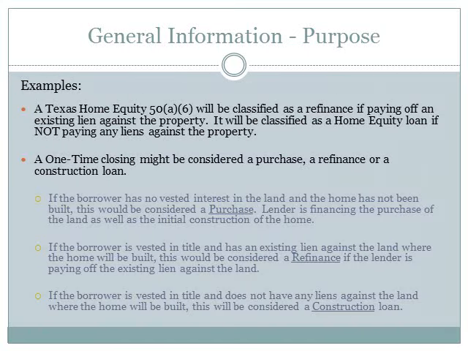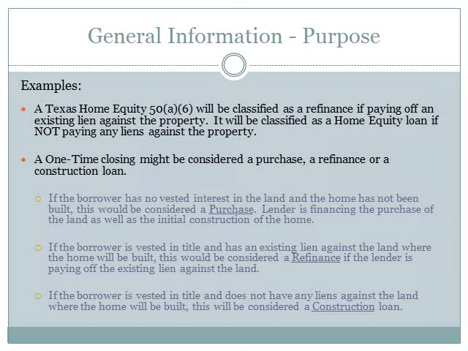Here I have a few examples of loan purpose. Let's start with a Texas Home Equity or a 50A6. A Texas Home Equity will be classified as a refinance for purpose type if you're paying off an existing lien against the property. So that's very important. We've always referred to them as home equities, but for the purpose of the loan estimate, it will be a refinance if you're paying off any existing liens against the property. If there are no liens against the property, then it will be classified as a home equity loan.